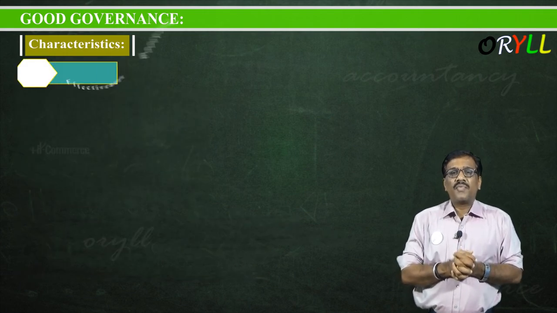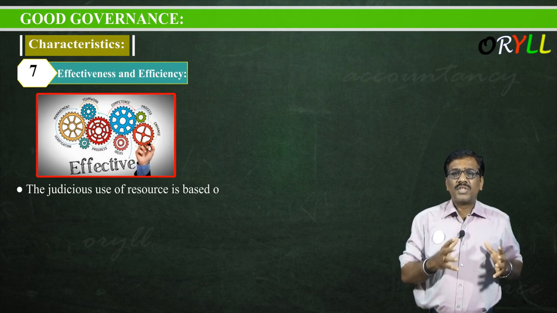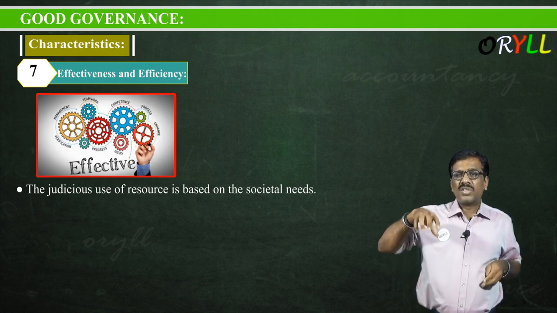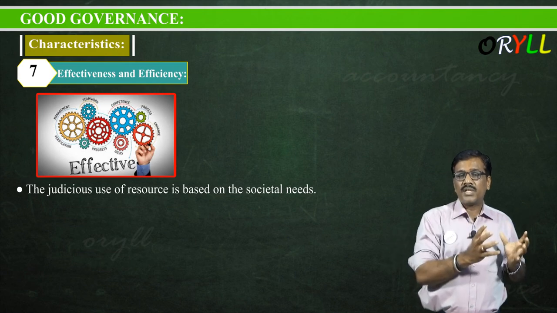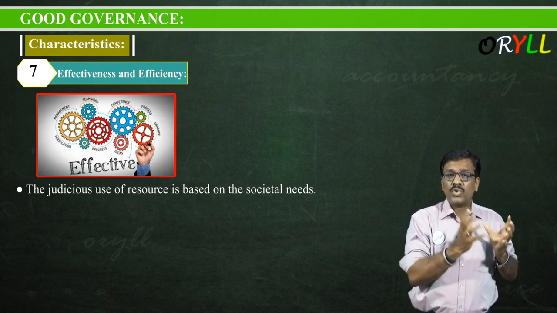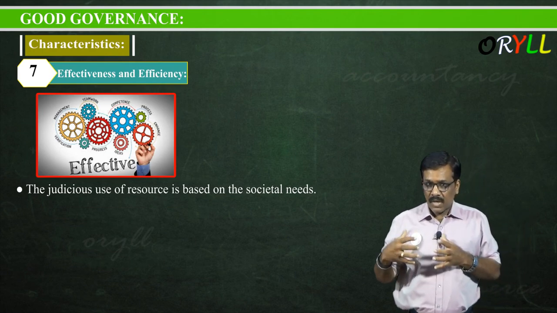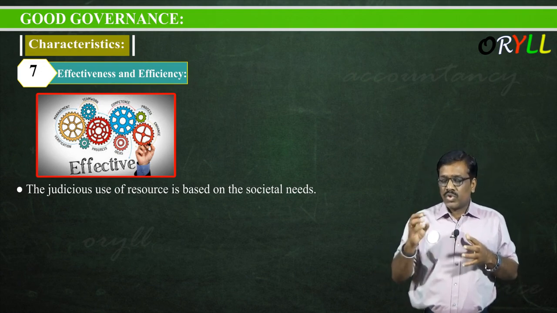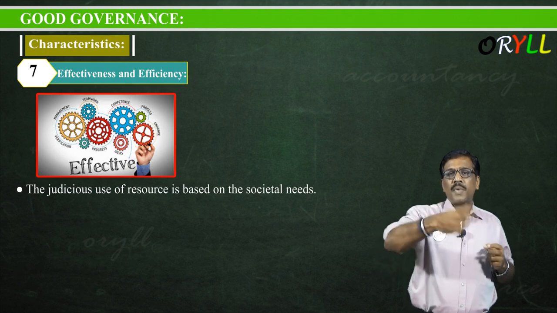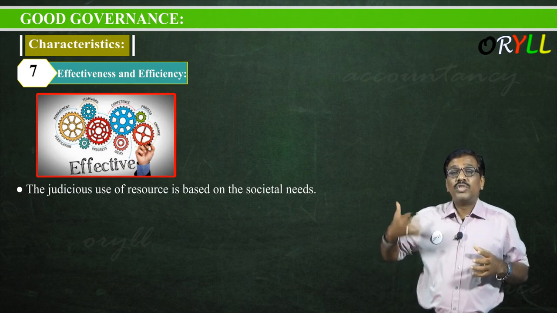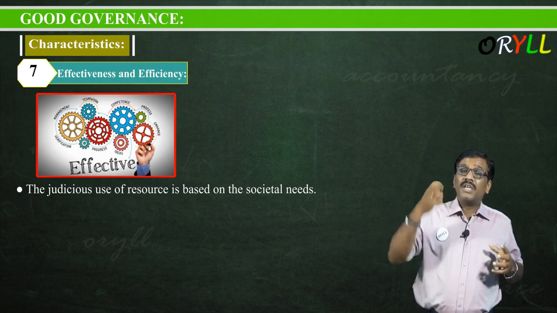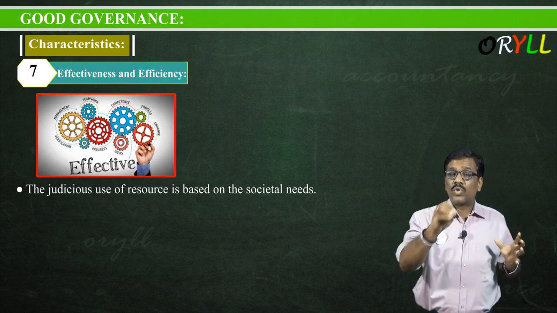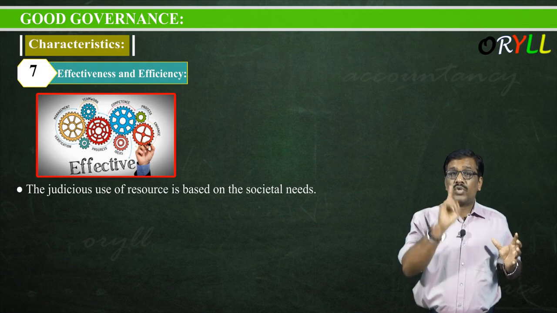And effectiveness and efficiency. The judicious use of resources is based on the societal needs. How we are using these resources is absolutely based on the societal needs. What society requires, you have to use them judiciously. See, suppose you save certain money with you, some 10,000 rupees. You will not just spend it like that, because that is your hard-earned money. Just like that, even the government should use the natural resources for the benefit of societal needs, not for private benefits. Understand? A judicious use.